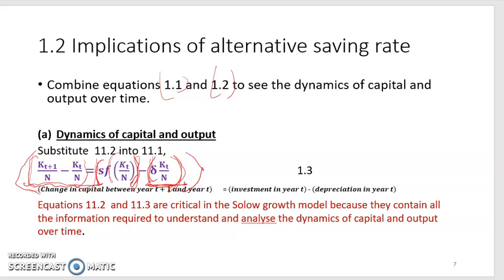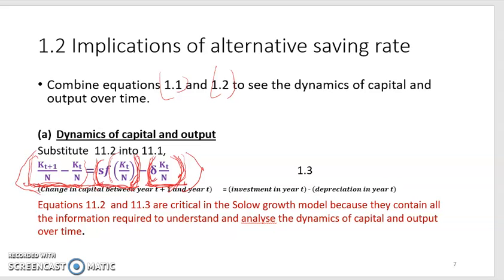And if investment per worker is less than depreciation, that is, the depreciation per worker is greater than the investment, the change in capital per worker is negative. So capital per worker, sorry, capital per worker here decreases. It will fall if the depreciation is greater than the investment.